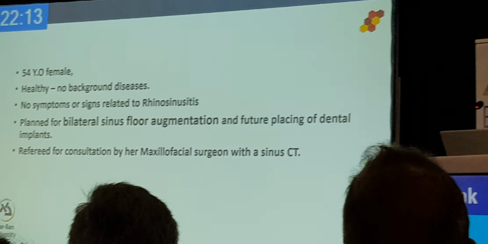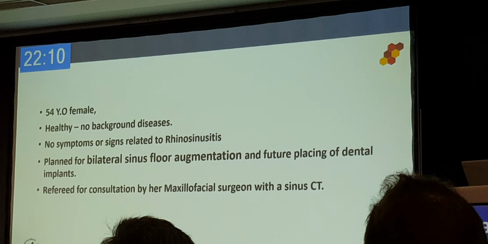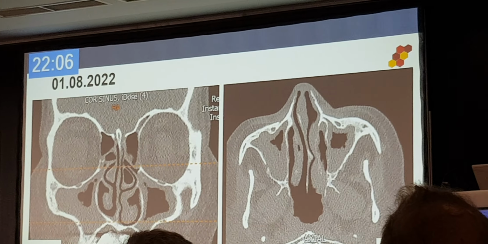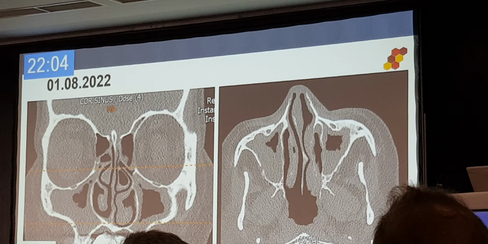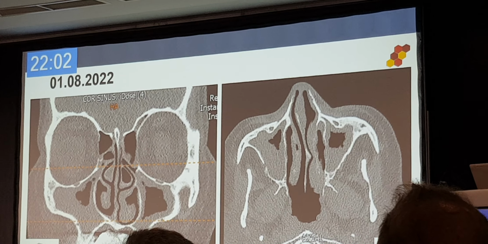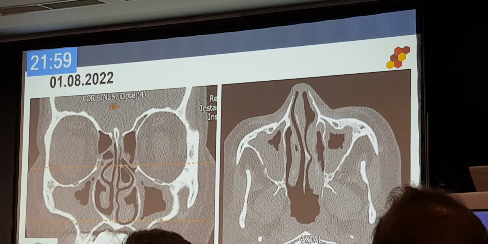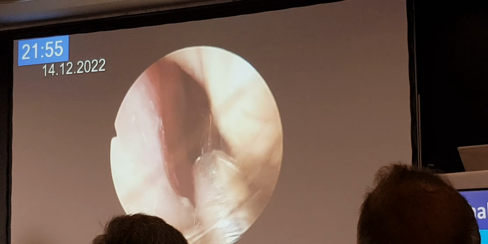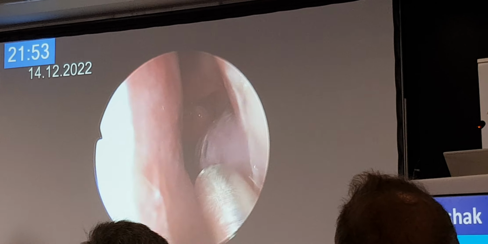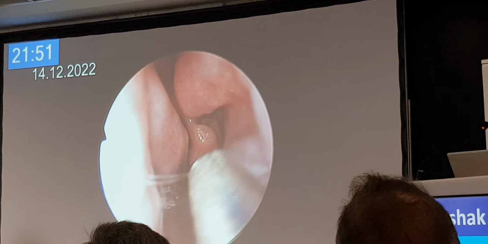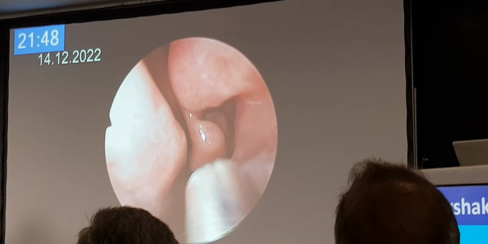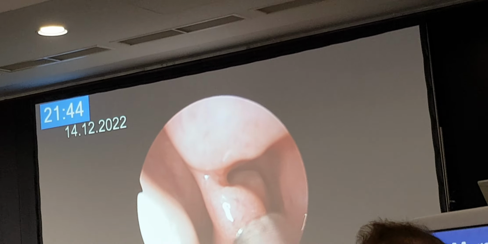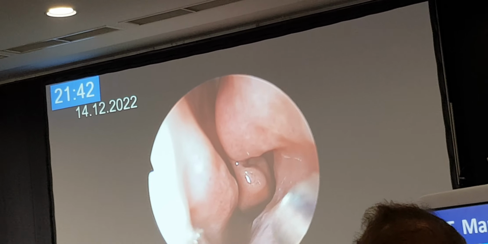She was referred for consultation by the maxillofacial surgeon with a sinus CT. And this is what we can see: obvious signs of maxillary sinusitis in both maxillary sinuses. This was in early August. And this is the endoscopy. As you can see, it's a normal appearance with normal mucosa, no pus, nothing to suggest any signs of sinusitis.